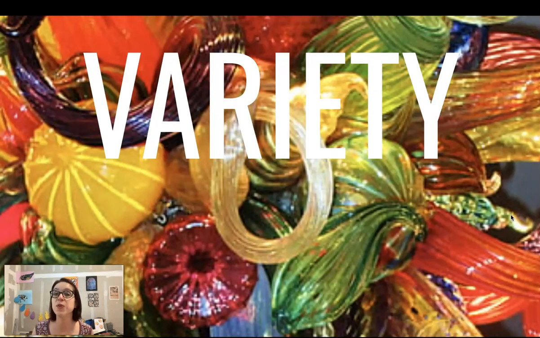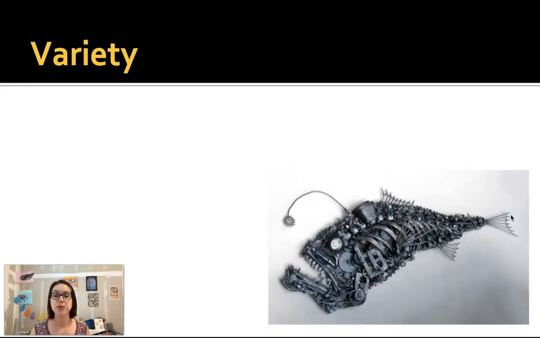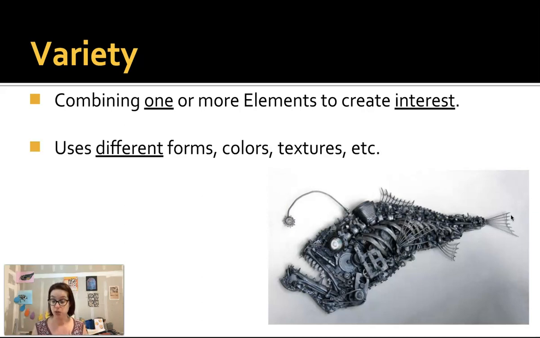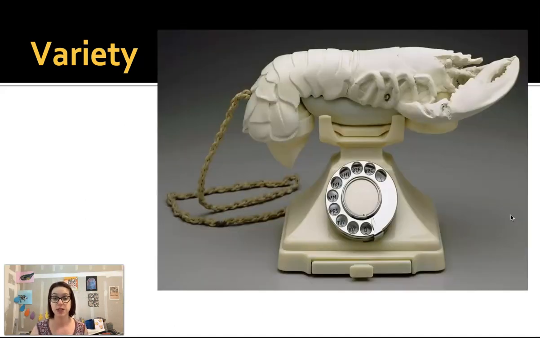Our next word is variety. So variety is when we're combining one or more elements to create interest. So there's different types of lines, different types of colors, shapes, forms, right? Again, we're using a variety of elements. Just as I said there, different forms, colors, textures. And so in this example here, there's a variety of different things.